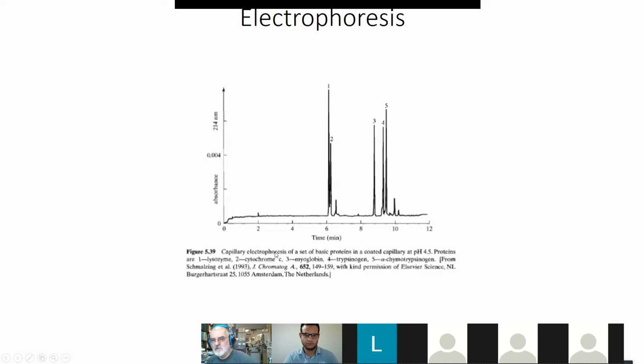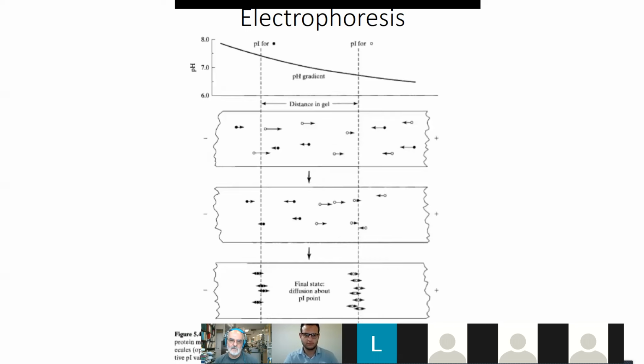I've actually never done electrophoresis in a capillary apparatus, but I think I mentioned it in the medical biochemistry class when we talk about hemoglobin and the various mutant forms of sickle cell that we talk about, that some people use other kinds of fractionation techniques.